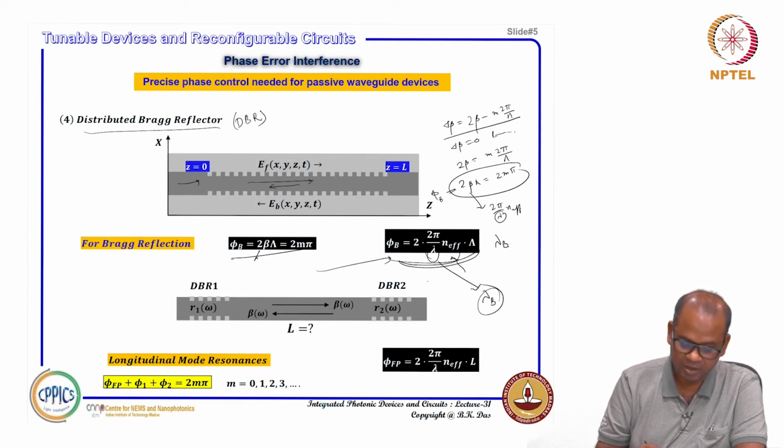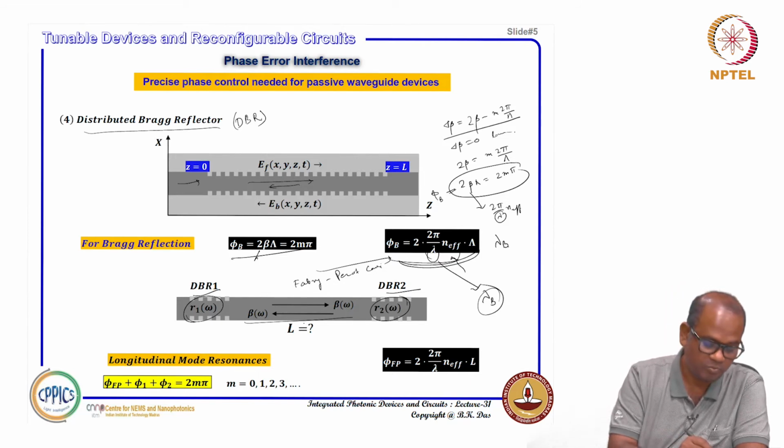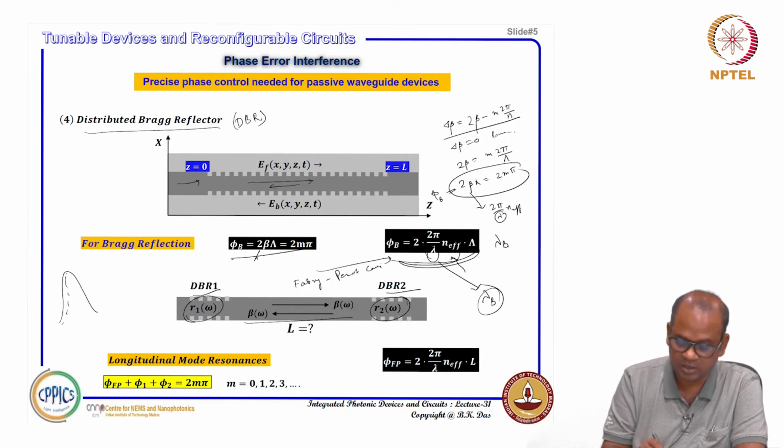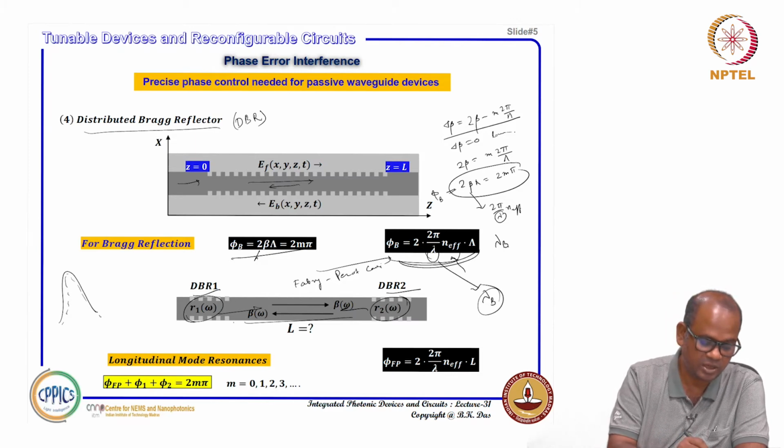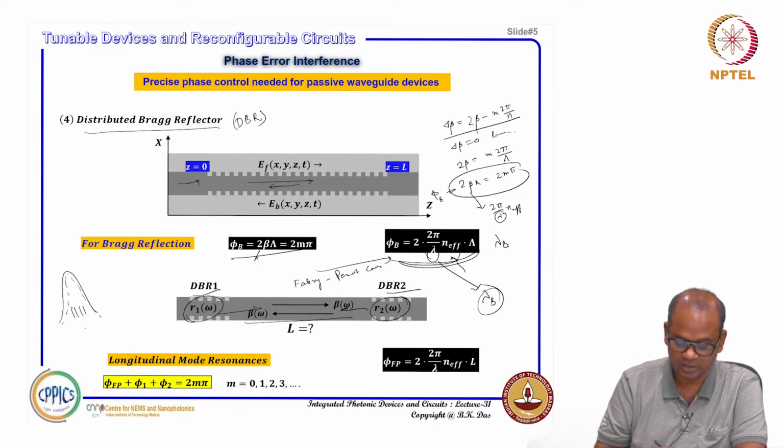Similarly, again we saw the Fabry-Pérot cavity using Bragg reflection. We have discussed the Fabry-Pérot cavity: DBR1, DBR2, reflection spectrum R1, reflection spectrum R2, and length L. Suppose Bragg 1 is giving this type of reflection and Bragg 2 is giving this type of reflection, then on both sides you get positive feedback. Depending on the round trip phase condition, you can see some longitudinal modes within the Bragg response.